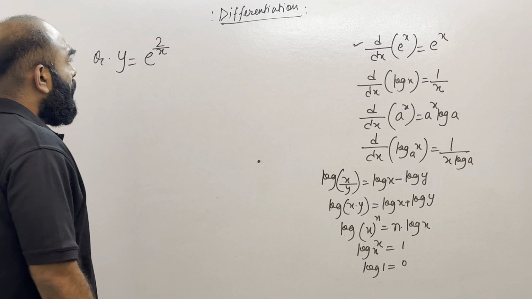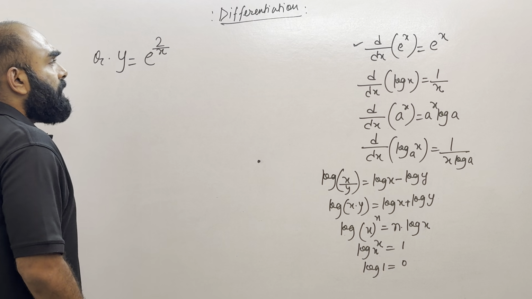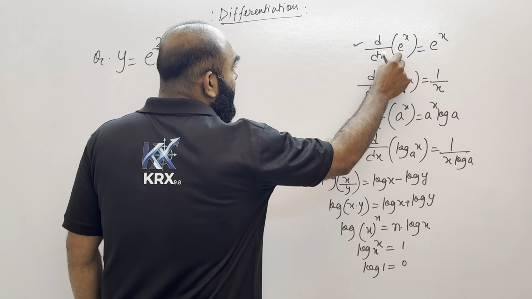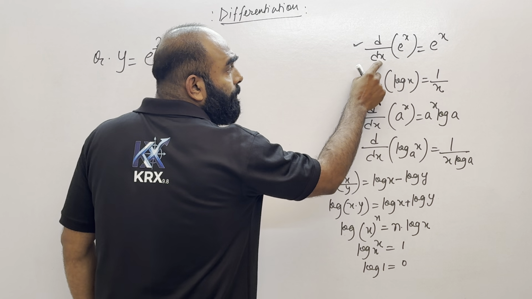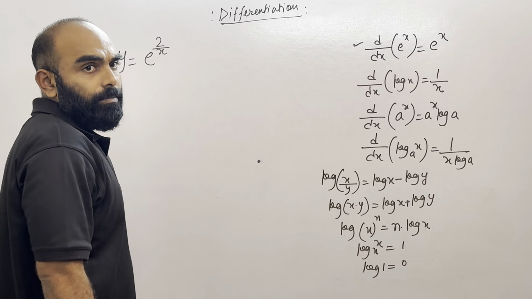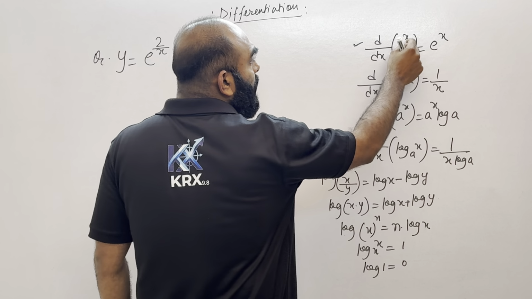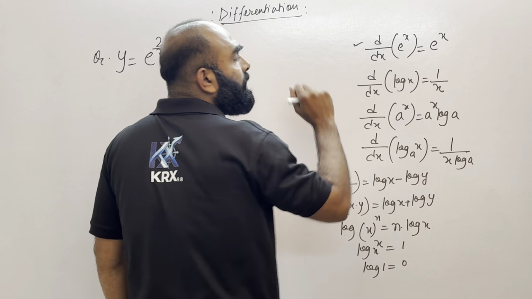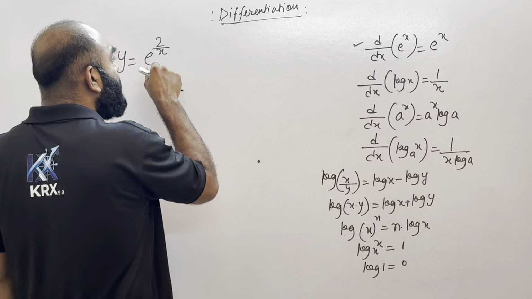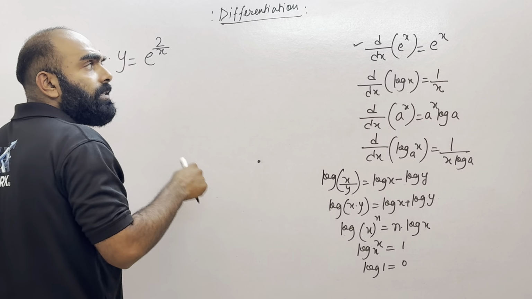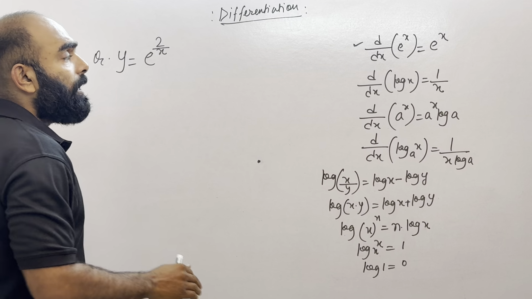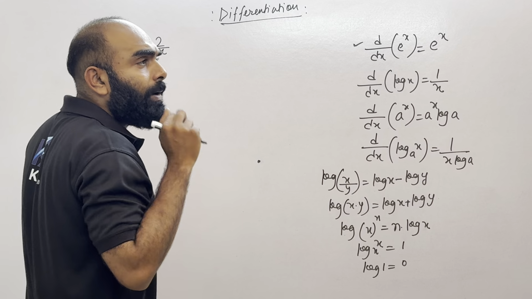Now see here, if I have to differentiate this given function, we know d by dx of e to the power x, differentiating with respect to x, the answer is e to the power x. But here what is the change from the actual one? The change is, in place of x, it is 2 by x.